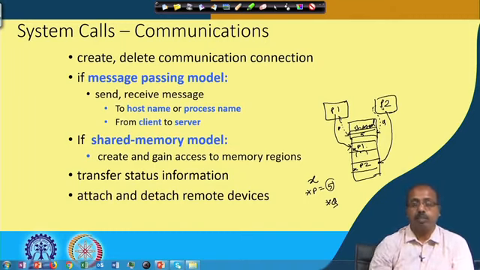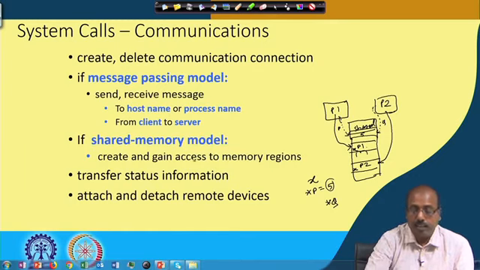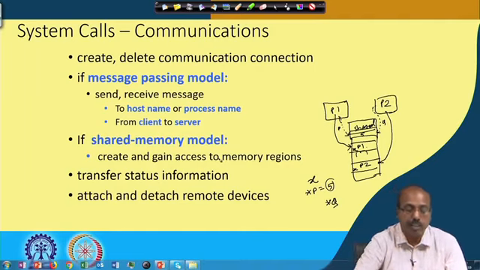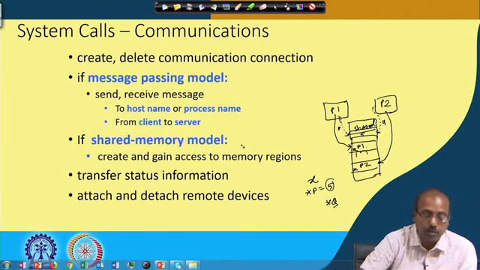For the shared memory realization, there should be system calls by which we can create these memory regions to be shared and gain access to those regions. There are system calls which are useful for creating this shared memory. We will come to those calls later. Then transfer status information.